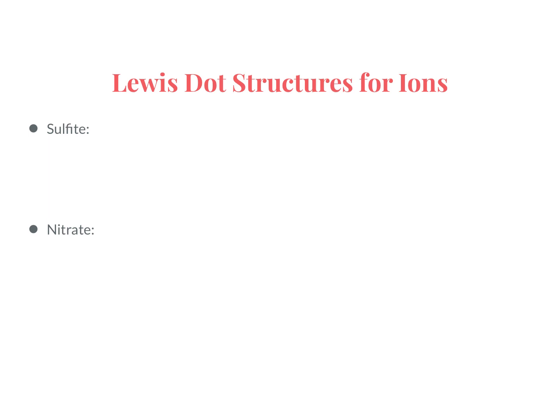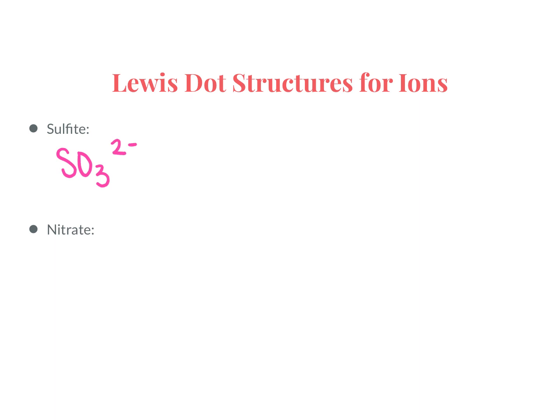We're going to start with learning how to draw Lewis structures for ions, okay? So the first one we're going to draw is sulfite. What resource can you use to figure out the formula for sulfite? Okay, back at your periodic table. So if you look up sulfite, what's the formula? Okay, SO3 and it has a -2 charge.